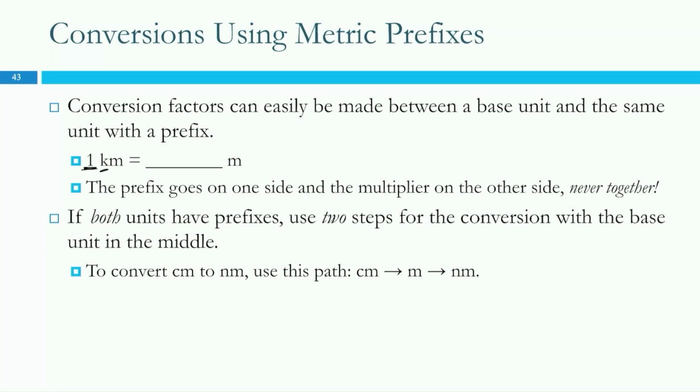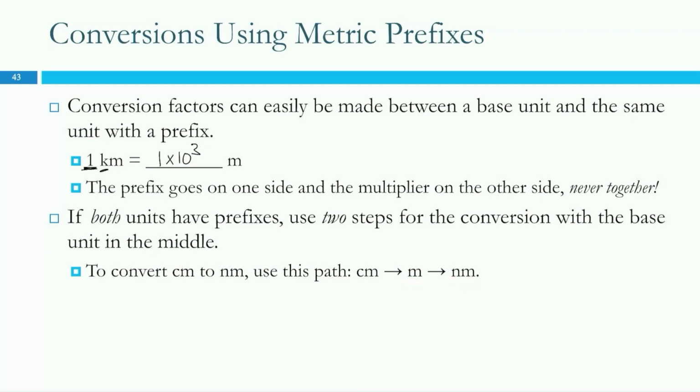1 kilometer. And that's 1 times 10 to the 3 meters, which is the same thing as 1,000 meters. Like I was saying, if you have two prefixes, then you go from one prefix to the base unit and then to the other prefix.